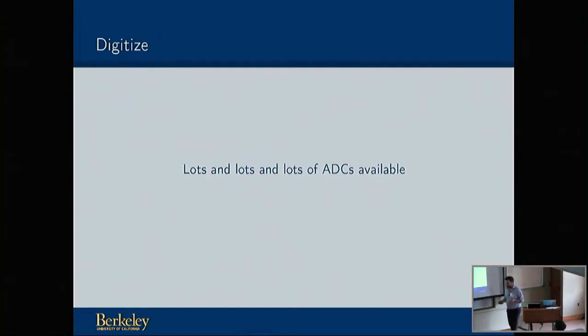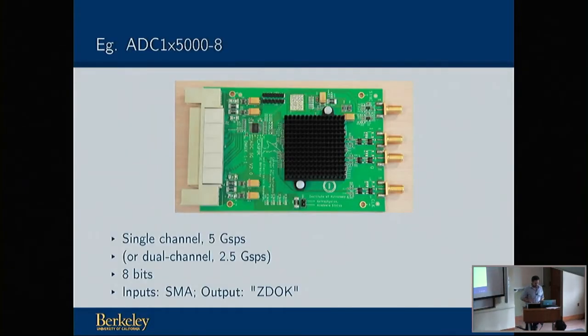So, as you might imagine, there are lots and lots of ADCs available, both from CASPER and other folk. So just an example of some of the ADCs you'll probably come across in talks that happen later this week about specific CASPER instruments. So one is this ADC 1X5000-8, usually just called the ADC 5G.